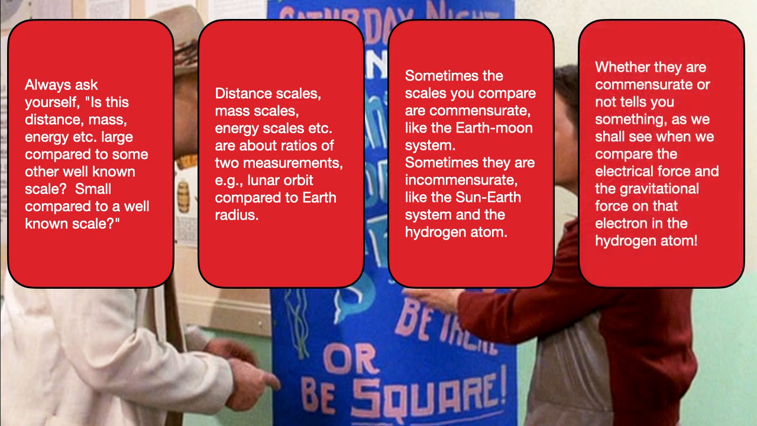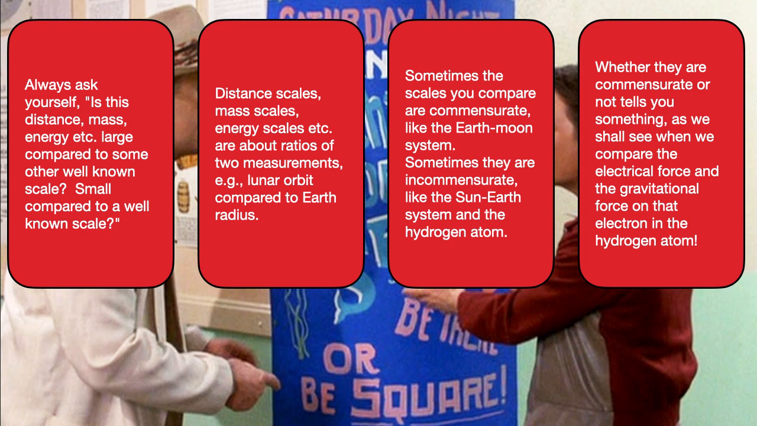And fourthly, whether they're commensurate or not tells you something important. We're going to see that in this class when we compare the electrical force and the gravitational force on the electron in the hydrogen atom. Because we know the distance, and we know the masses fairly well, we can compute the gravitational force between the proton and the electron. And we can compute the electrical force between the positive proton and the negative electron. Then we can compare them, and that ratio is going to be important. It's going to tell us something important.